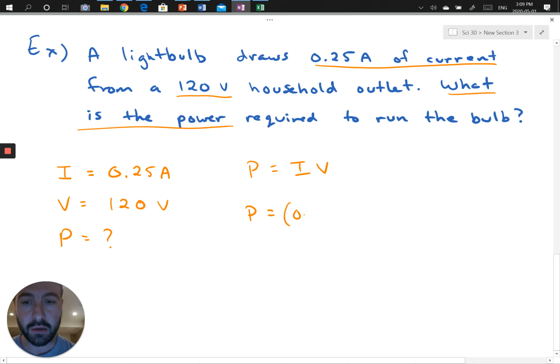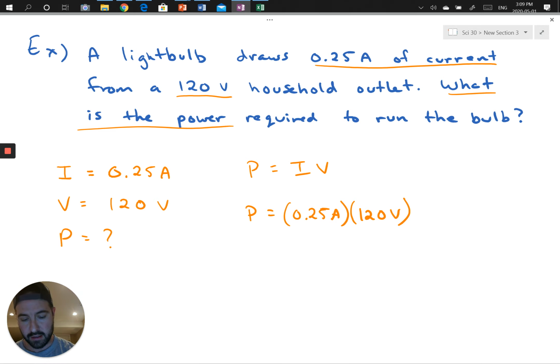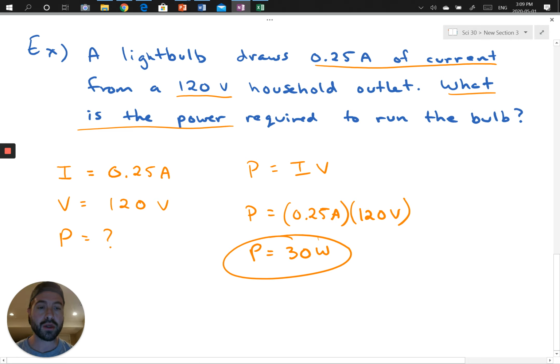I'm going to get 0.25 amps, multiplied by 120 volts. And when I do that on my calculator, I get 30. The units for power are watts. So my light bulb requires 30 watts of electricity in order to run.